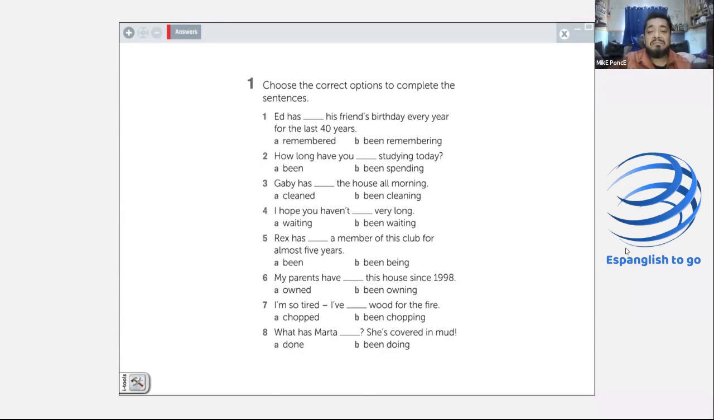Perfect, guys. It's moment to pause the video and answer the exercise. You can copy the sentences on your notebook if you don't have or if you haven't printed the workbook. Come on, work on this exercise. I'll be back with you in some minutes.